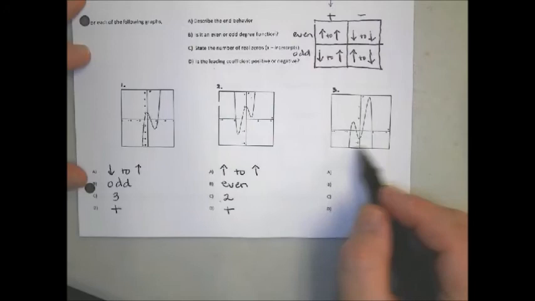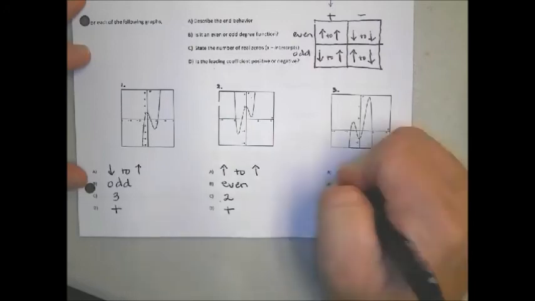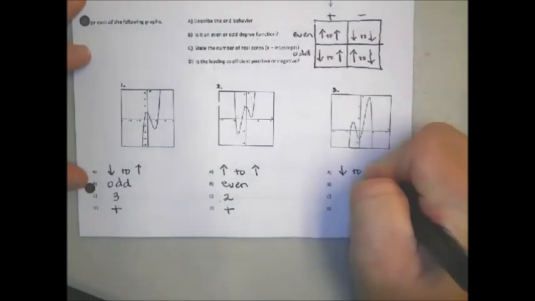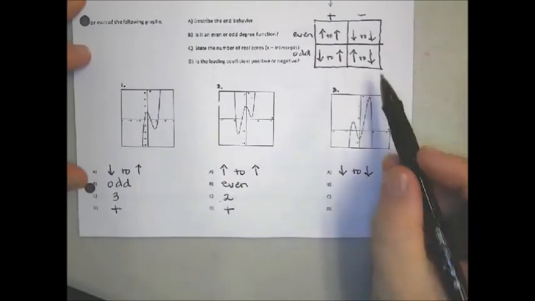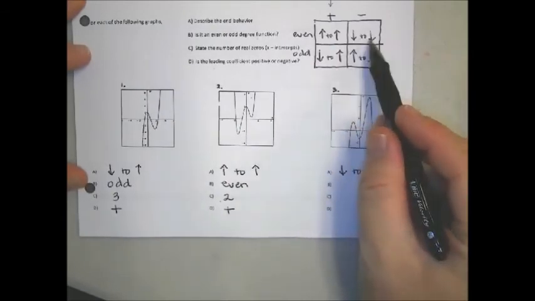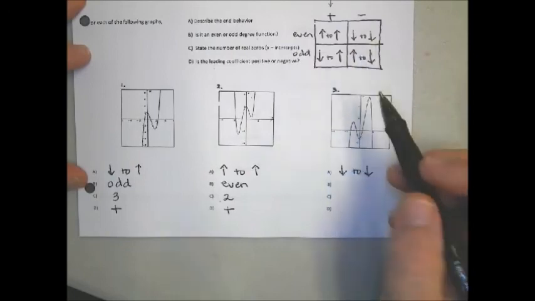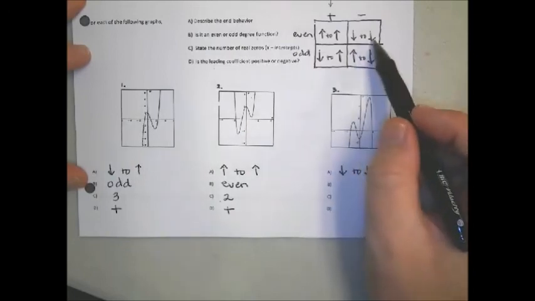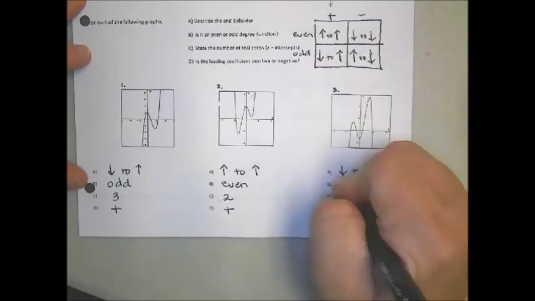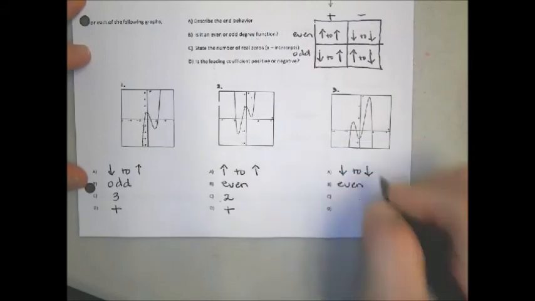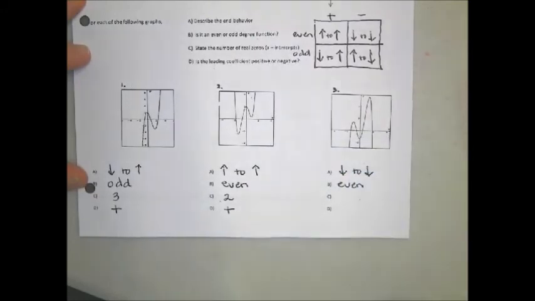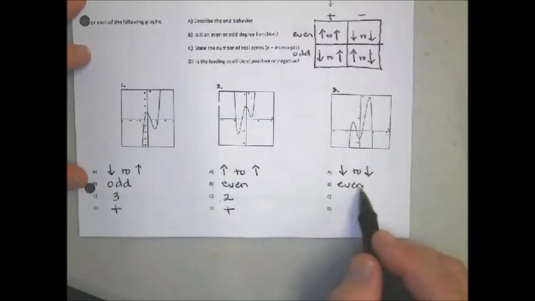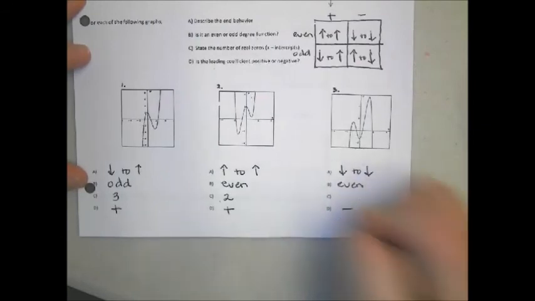All right, the last graph they show us, it definitely goes low to low. It starts low and it ends low. So what makes a graph a low to low graph? The power has to be an even power. When you identify the term that has the highest power, that power will be even. And the leading coefficient of that power will be negative.